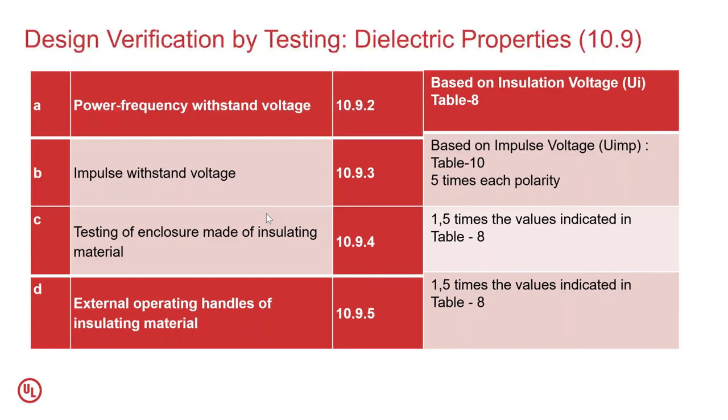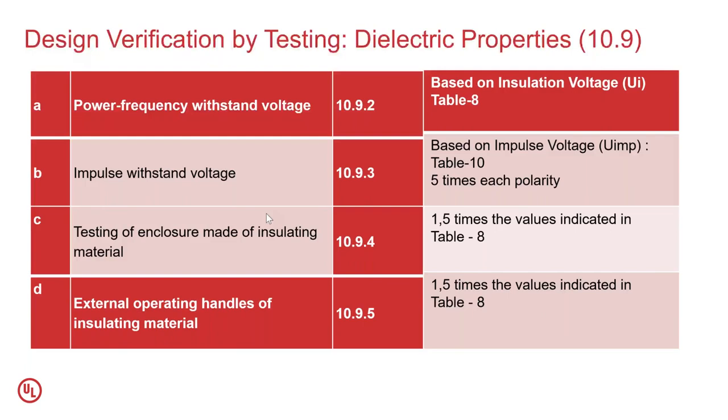After this test, the next test, 10.9.3, is the impulse withstand voltage test. Impulse withstand voltage test refers, again, to table 10. Table 10 specifies what impulse voltage I need to apply. Basically, why I need to refer to table 10 is because of the sea level, because each test station has a different sea level. So based on sea level, the impulse voltage may change as per table 10.